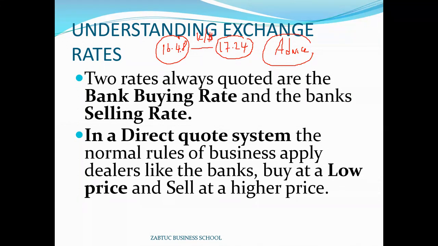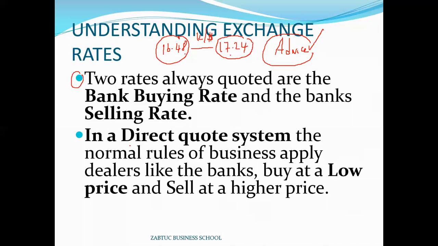One of these rates, the bank will use when they're buying from one customer. Another one when they are selling to the next customer. So these rates that we see, one of them is the buying rate, another one is the selling rate. Two rates always quoted like here are the bank's buying rate and the bank's selling rate. So which one will the bank use when they are buying? Which one are they going to use when they are selling? Because that's what our advice is based on.